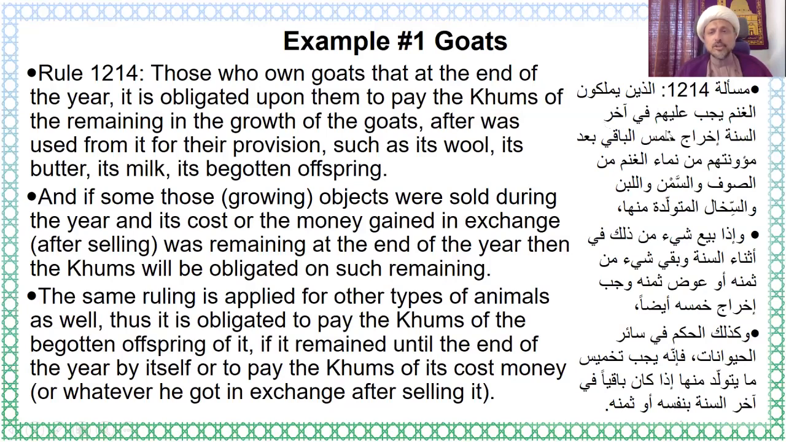it is obligatory upon them at the end of the year, إخراج خمس الباقي, to take the khums out of the remaining after what? Because you purchase for your food, you purchase 100 goats, you ate about 80 goats. I mean, I'm not telling you are a monster. You ate 80 goats in the whole year. So you got like 100 goats. So you ate 80 goats. You have 20 goats remaining.